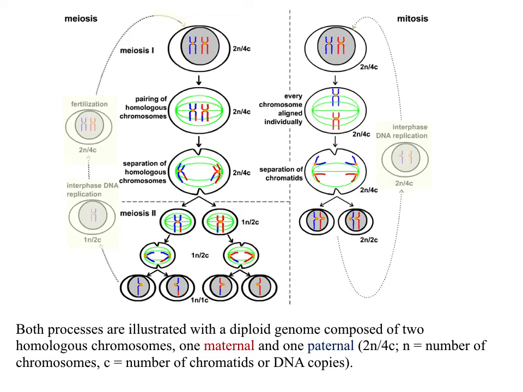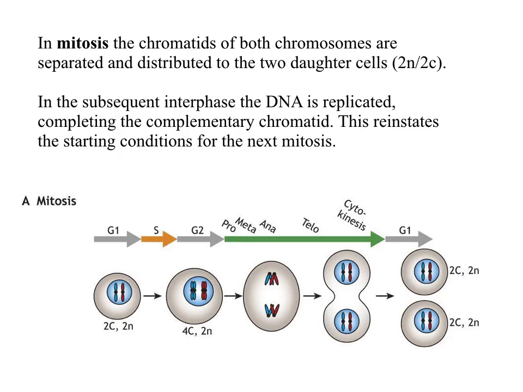And then we undergo our division where everything lines up on the metaphase plate, and then we move to split apart our replicated or sister chromatids in mitosis. In anaphase, we have the separation of the 2 chromatids to the separate poles, and we then form 2 new cells, daughter cells, which are diploid and exact replicas of the parental cell. So as I said, in mitosis, the chromatids of both chromosomes are separated and distributed to the 2 daughter cells.